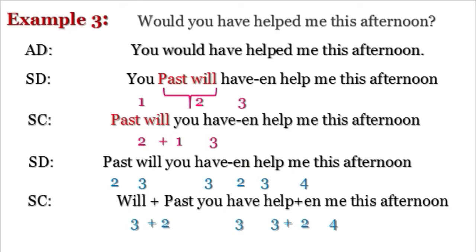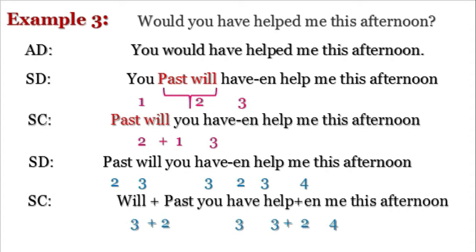In example number 3: would you have helped me this afternoon. The active declarative is: you would have helped me this afternoon. The structural description will be: you, would is in the past, meaning we will have past, will the modal, have, en, help, me this afternoon. You is the NP, number 1. Past and will are the first two elements of aux, number 2, have, and the rest is number 3.